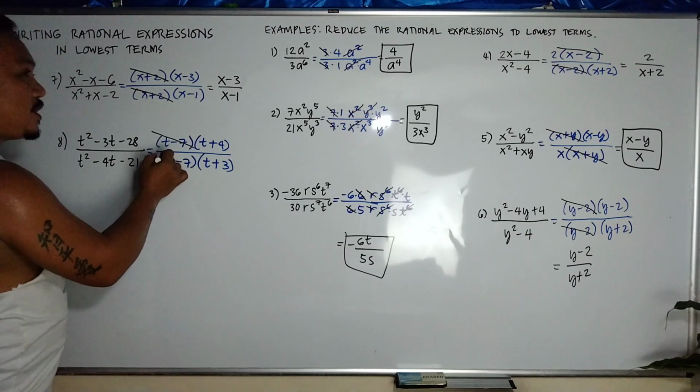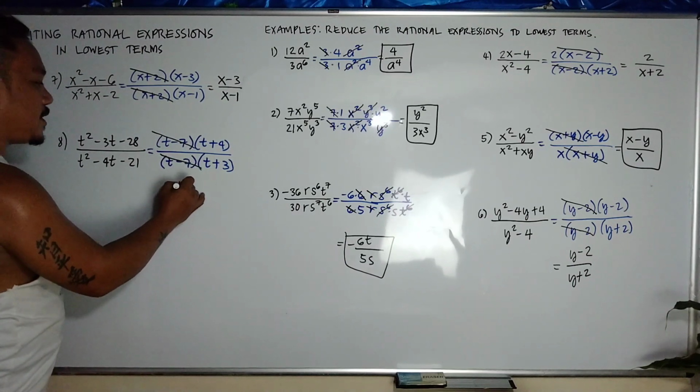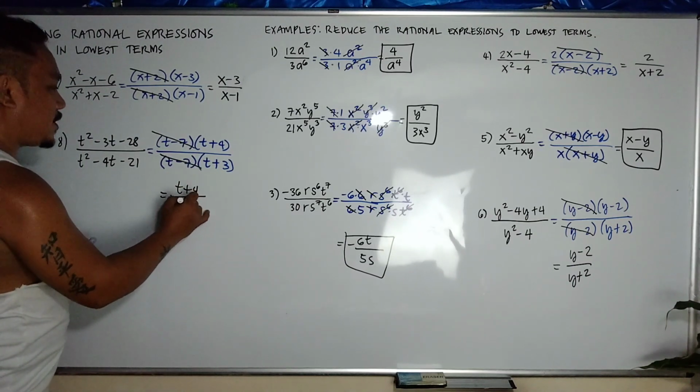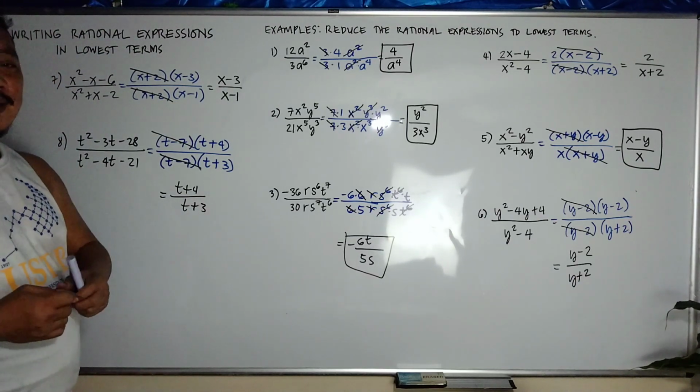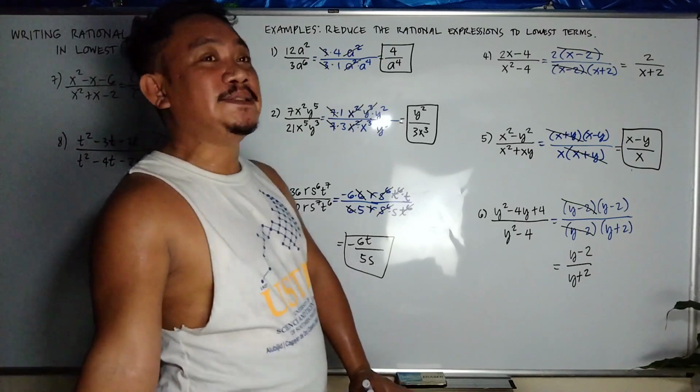Now, we can cancel out t minus 7. Therefore, you have t plus 4 over t plus 3. That's it.